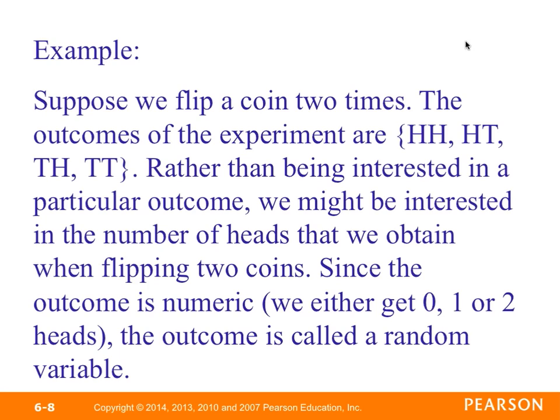So let's look at this example here. Suppose we flip a coin 2 times. The outcomes of the experiment are either going to be heads and then heads, heads and then tails, tails and then heads, or tails and then tails. Rather than being interested in a particular outcome, we might be interested, for example, in the number of heads that we obtain when flipping 2 coins. Since the outcome is numeric, meaning we either get 0, 1, or 2 heads, the outcome is called a random variable.